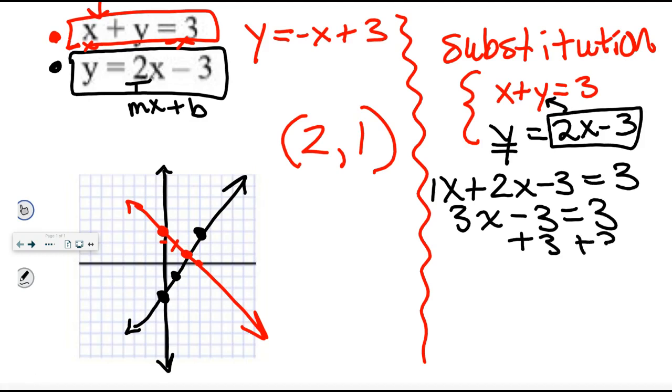Add 3. And then you have 3x equals 6, and you divide by 3, and you get x equals 2. Shouldn't be a surprise because it's the same set of lines. So the x is 2, both when we did it graphing and by substitution.